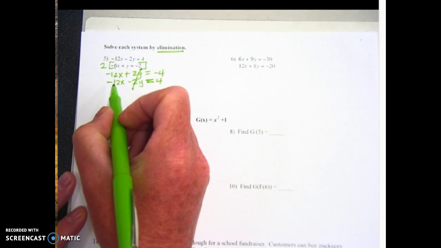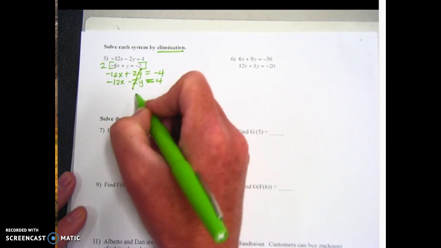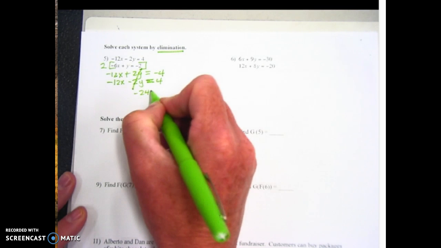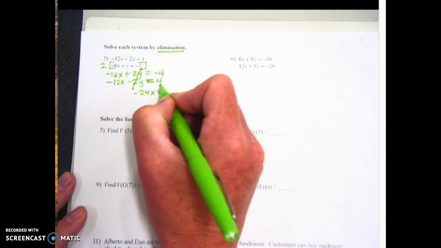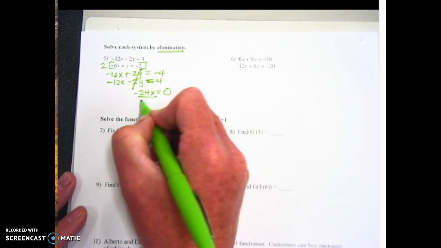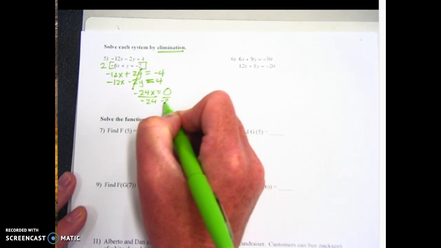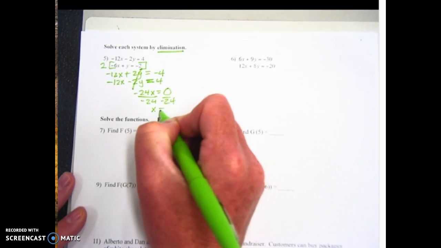Then I'm going to combine everything that's left. So negative 12x plus negative 12x is negative 24x. And negative 4 plus 4 is 0. So when we divide by negative 24, we just get x equal to 0.